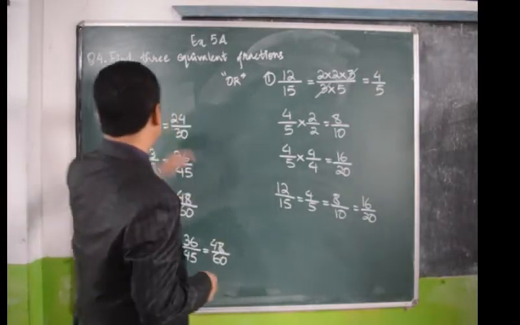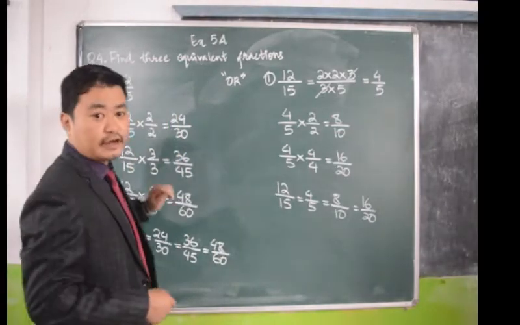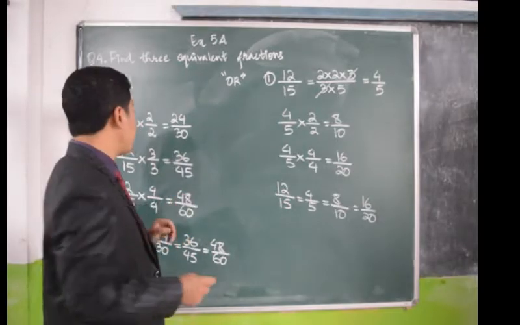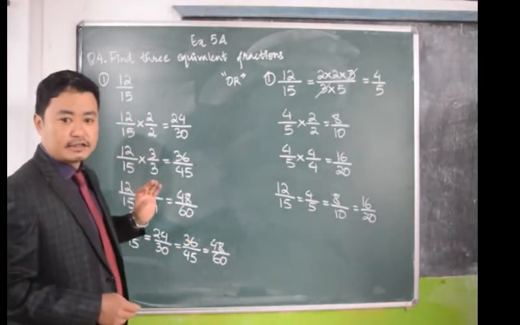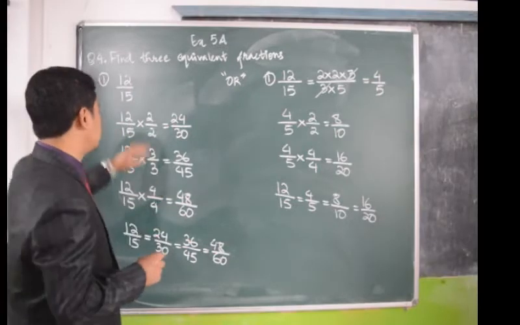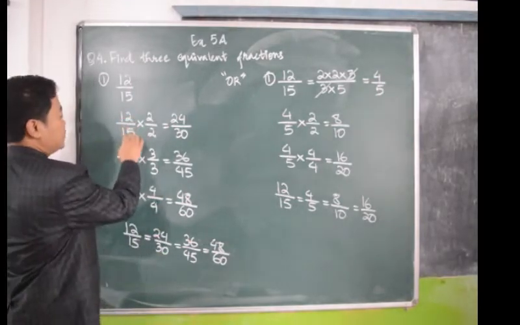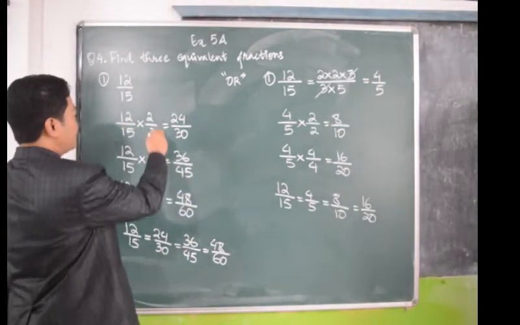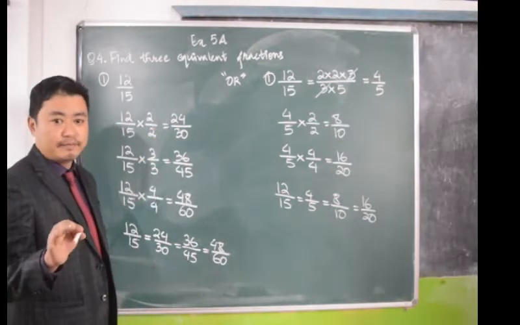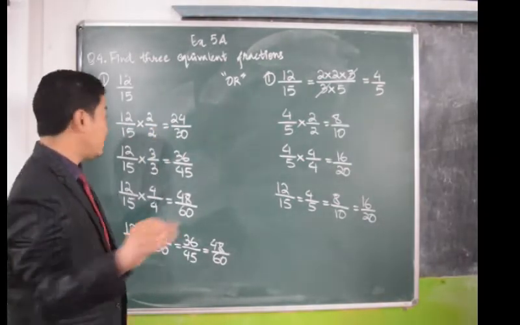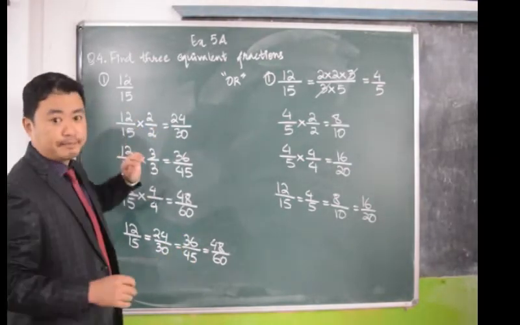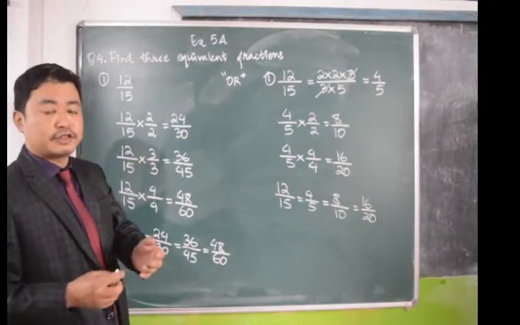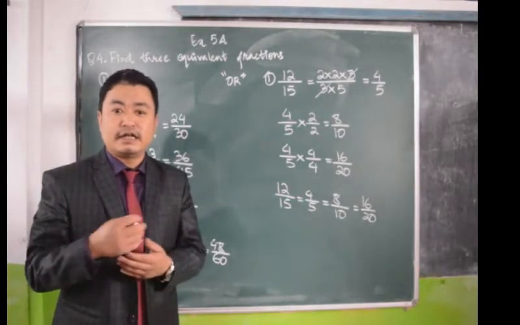First of all, say we are given the fraction 12 divided by 15. The easiest way to find an equivalent fraction is simple: take the numerator and denominator as they are and multiply both with any number. But the number has to be the same. Whichever number you choose to multiply the numerator and denominator with, it needs to be the same.